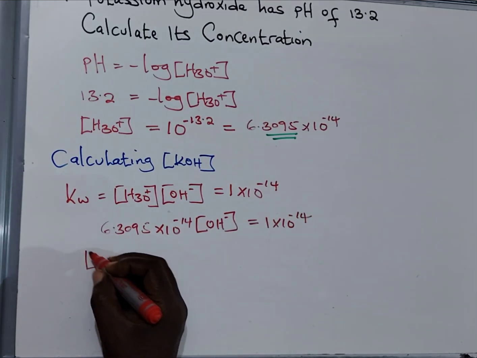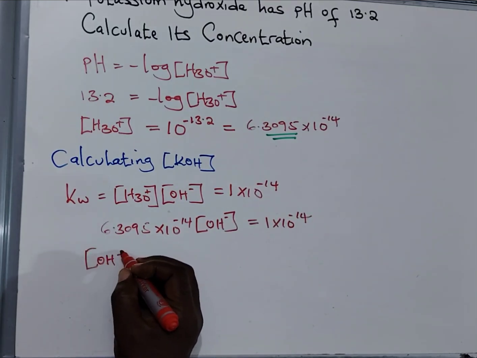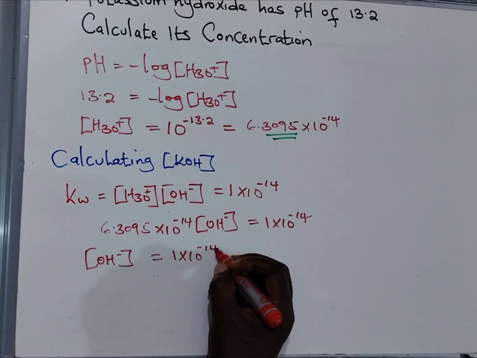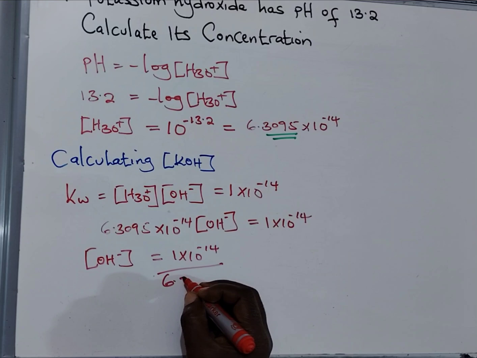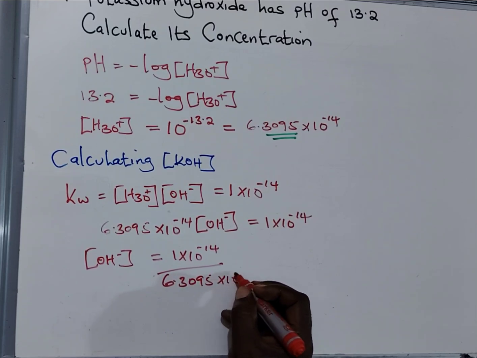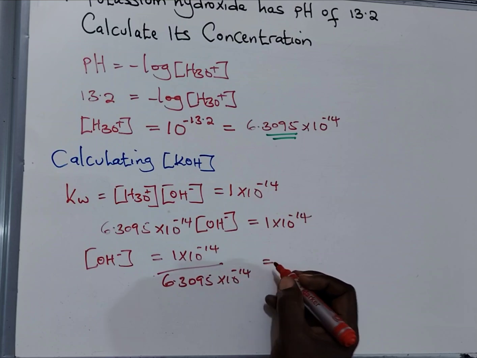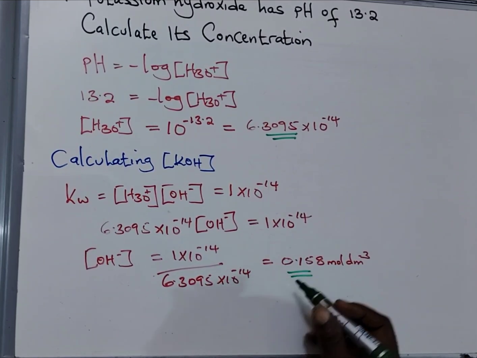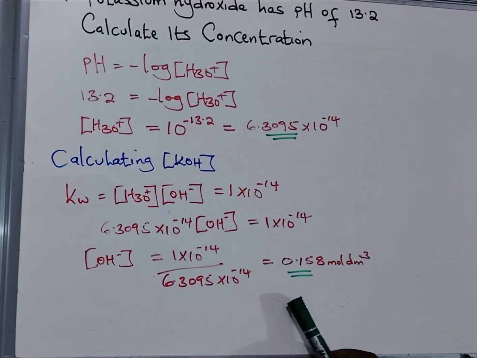Which means that now we can calculate the hydroxide ion concentration, which is going to be 1 times 10 power minus 14 over 6.3095 times 10 power minus 14, giving us this as the concentration of hydroxide ions in moles per cubic decimeter.